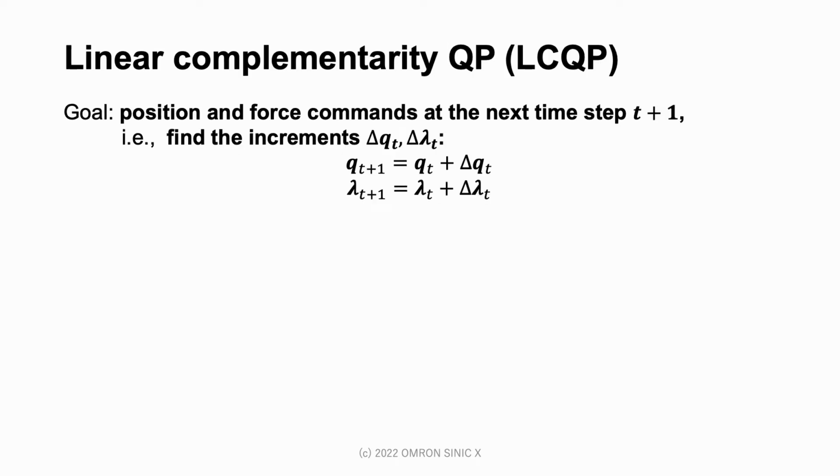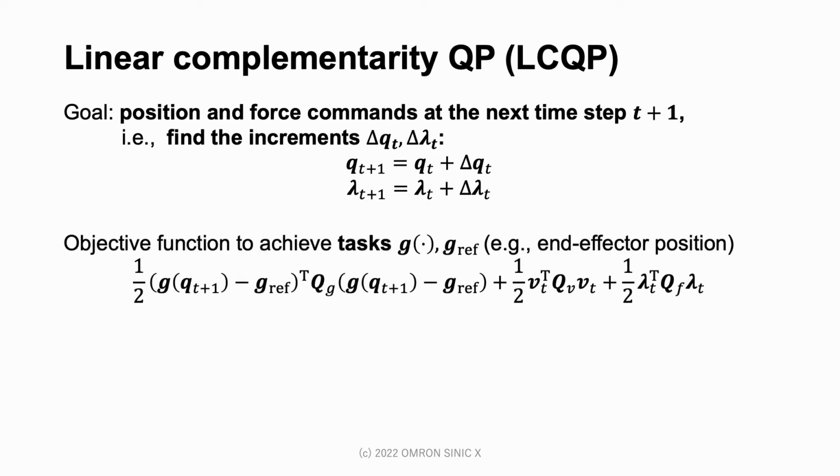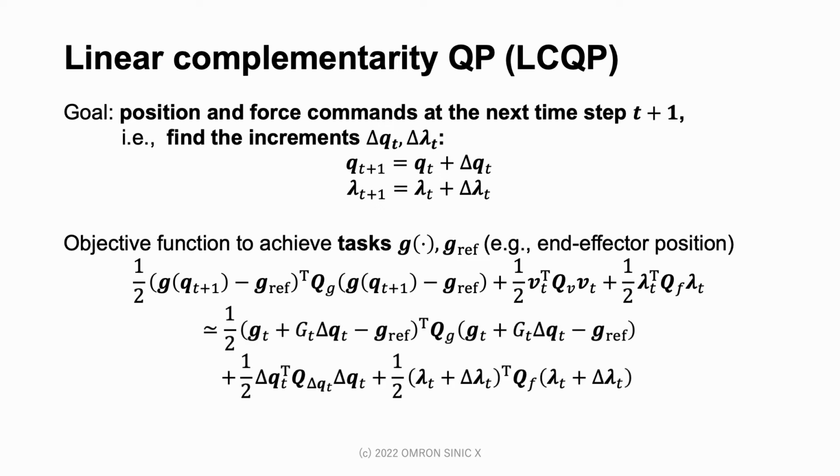Now, we formulate the LCQP problem. The goal of our local planning is to find the position and the contact force command as the next time step t plus 1. That is, find the increments delta qt and delta lambda t. We describe the tasks as a function g. Then we introduce an objective function to achieve this task, with regularizations on the velocity and contact forces. This objective function is non-convex in general and difficult to minimize, particularly under the complementarity constraints. Therefore, we approximate this objective function around the current position and contact forces, specifically using the Gauss-Newton method.